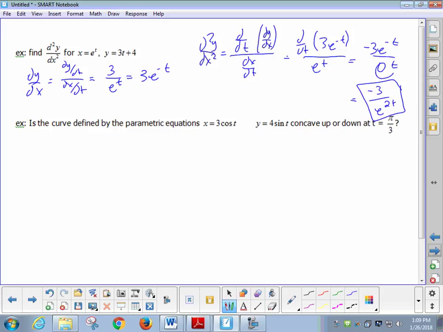Okay, so would that curve be concave up or concave down? Concave down. All right. Try one then. Speaking of concavity, now that you know how to find the second derivative, you can find the concavity of a path. Find the concavity of that parametric path at t equals pi over 3.